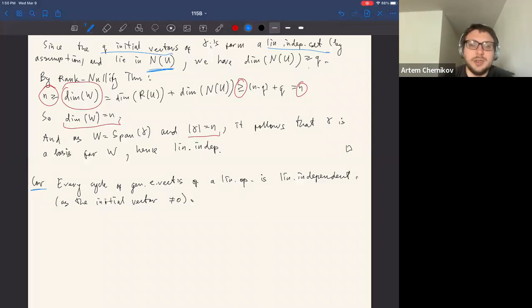Next time we'll connect all of this and see how to get a Jordan canonical form in the case when the characteristic polynomial splits, which is the ultimate aim of what we are trying to do here. All right, so I'll stop here.